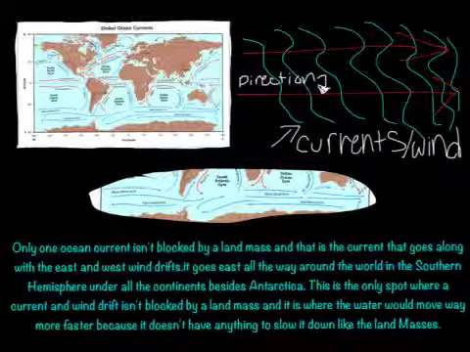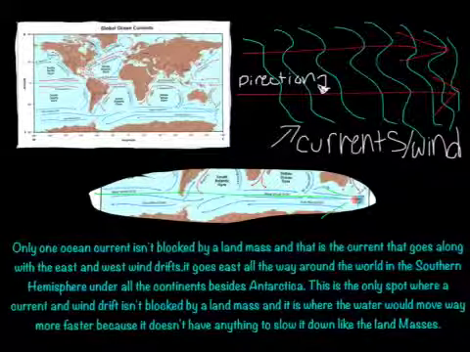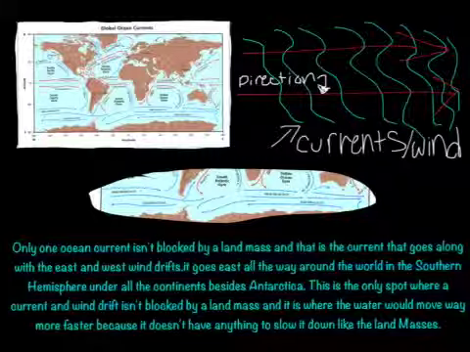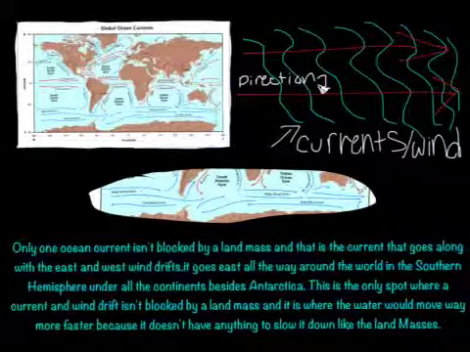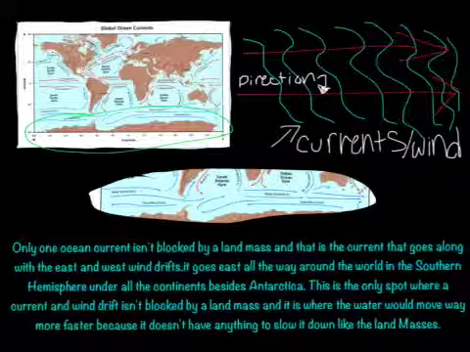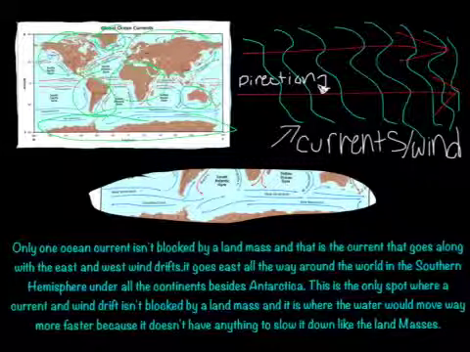Only one ocean current isn't blocked by a landmass, and that is one that goes along with the east and west wind drifts. It goes east all the way around the world in the southern hemisphere under all the continents besides Antarctica. This is the only spot where a current and wind drift isn't blocked by a landmass.